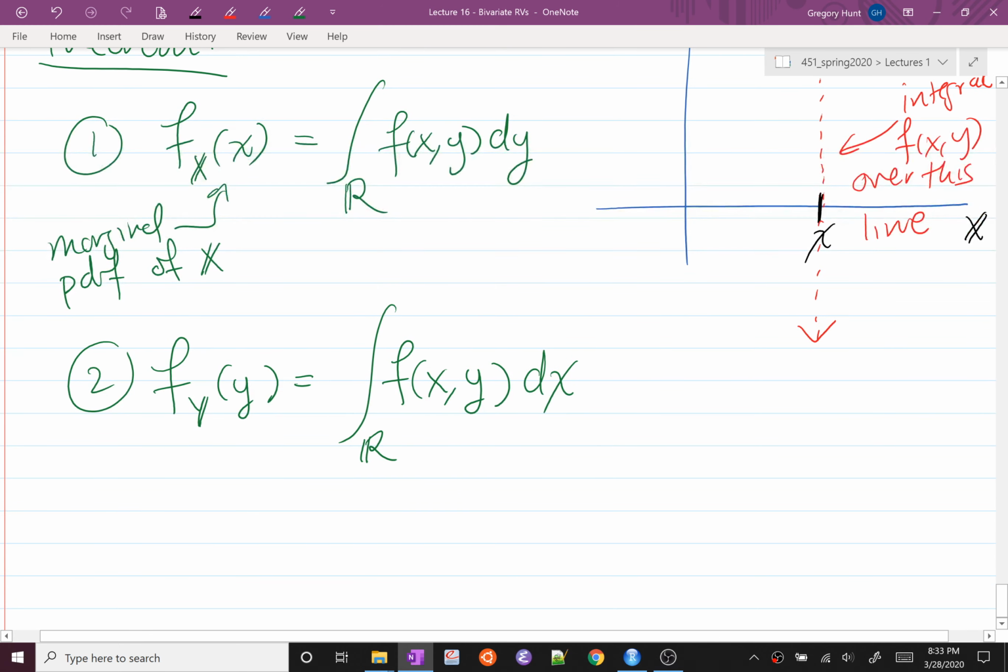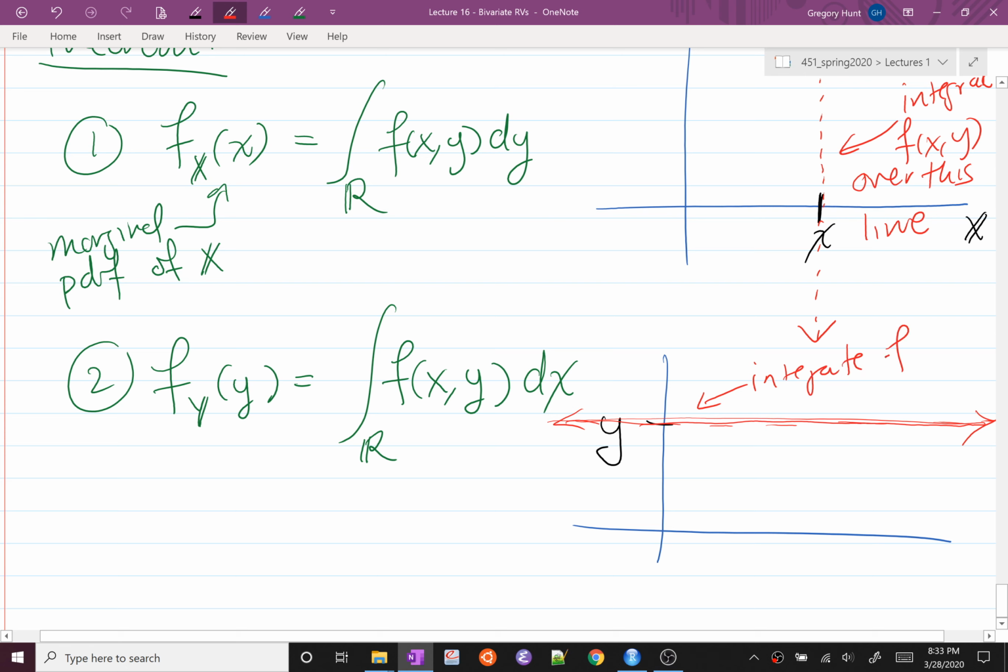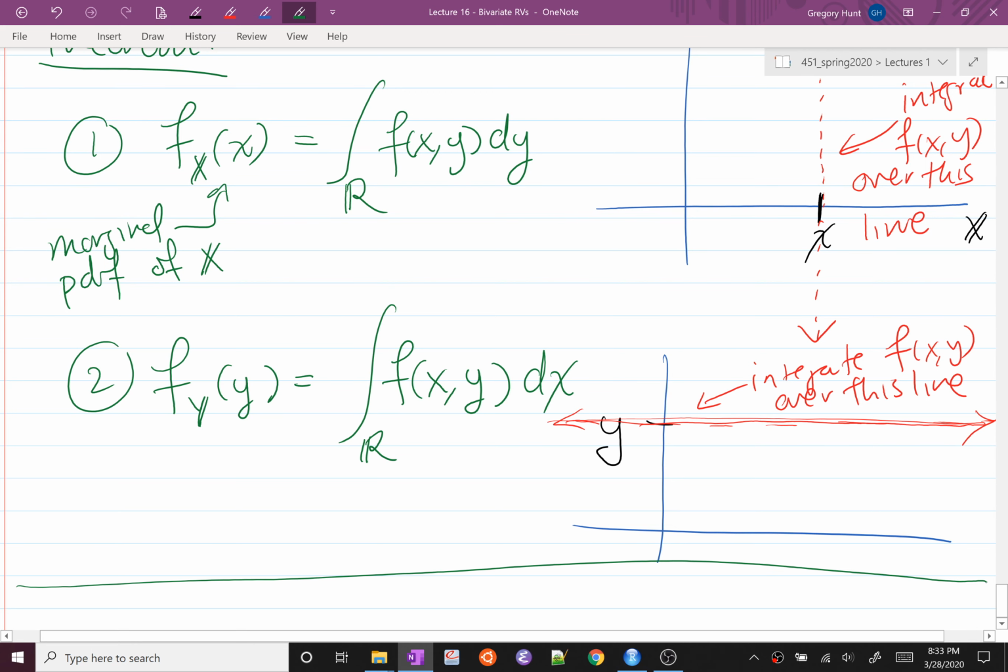In the similar case, if I wanted the marginal of y at some value little y, instead of summing over the row of the table, I'm doing the continuous version where I go over all the possible values of x, and I integrate this joint PDF f_XY over this line. So that's analogous to summing over the column or the row of the table, but in the continuous case. It's a very similar relationship between the joint and the marginal.